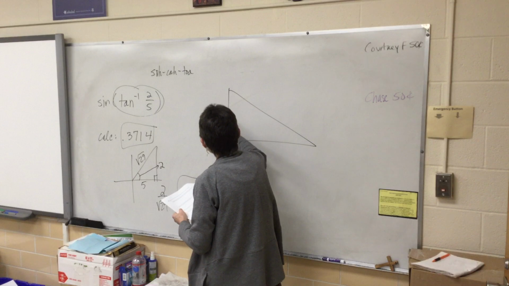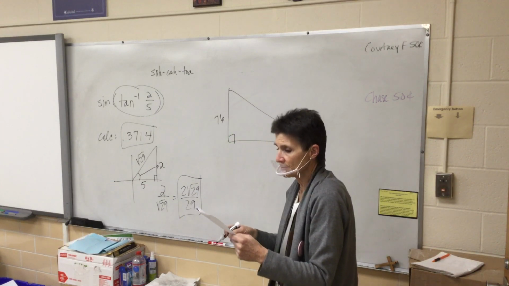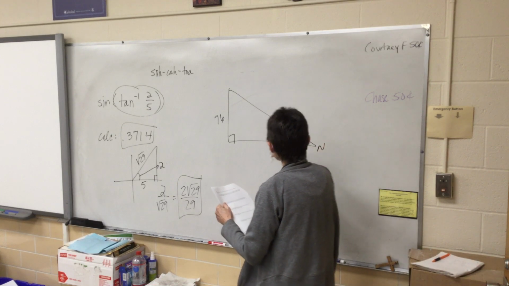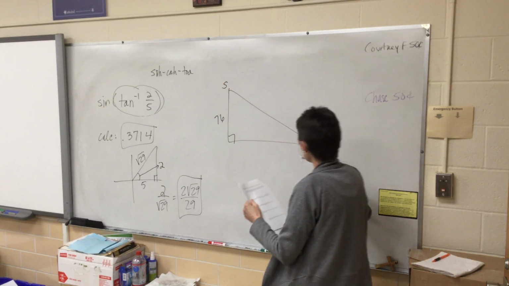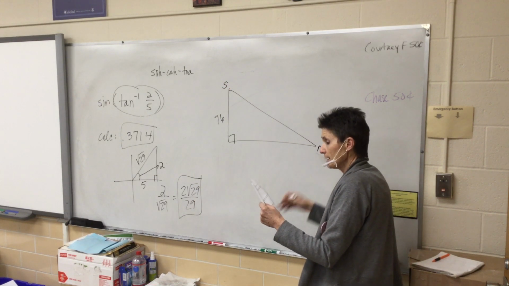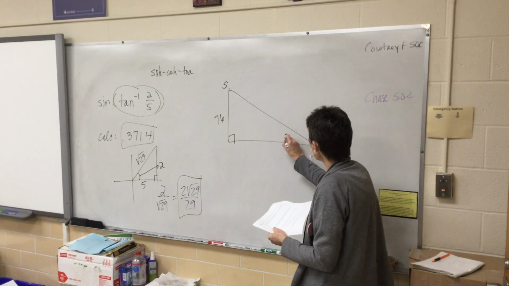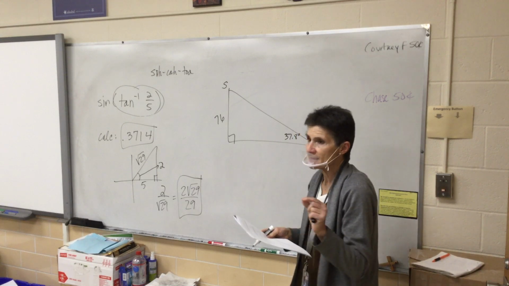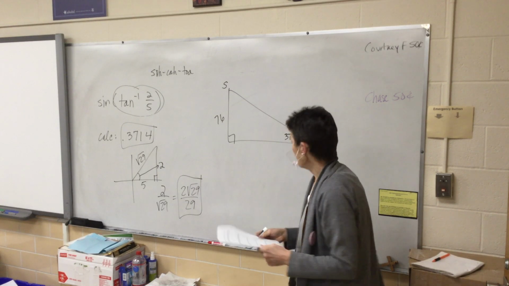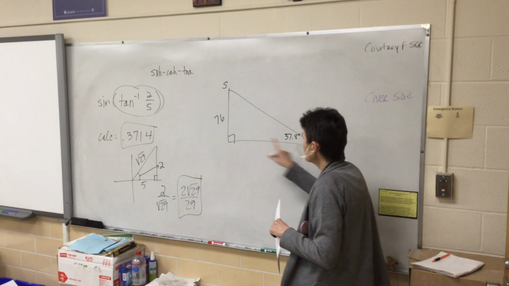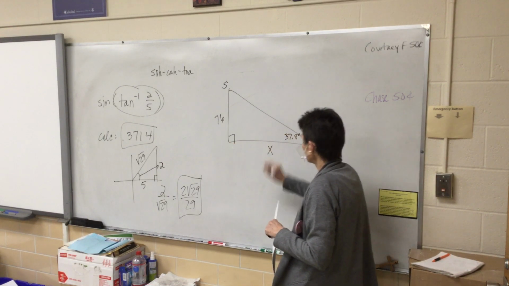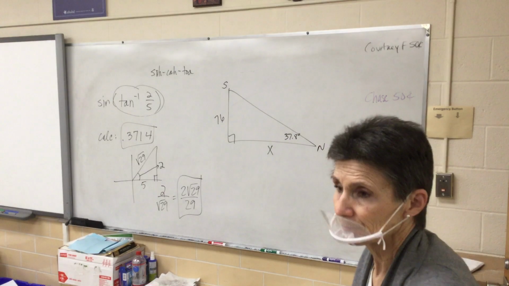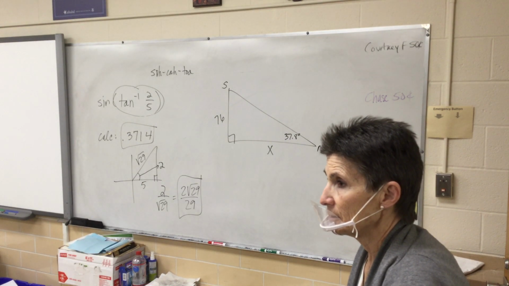Alright, the squirrel is sitting in the top of a tree that is 76 feet tall. He's looking at a nut on the ground. So here's the squirrel, here's the nut. His angle of depression is 37.8 degrees. Find the distance from the nut to the base of the tree. Does that picture make sense?